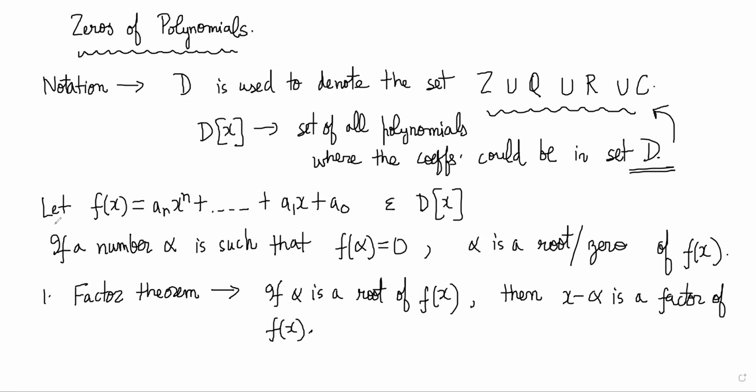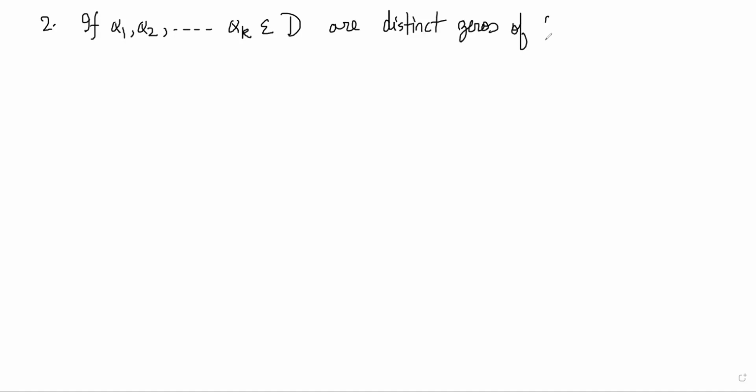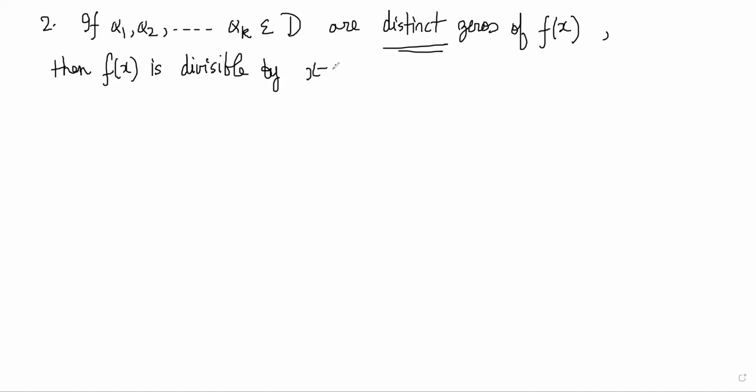So from the factor theorem, we can deduce that if you have alpha 1, alpha 2, up to alpha k belonging to D, which are distinct zeros of f of x, where distinct means all of them are different from each other and no root is repeated, then f of x is divisible by the product of x minus alpha 1, x minus alpha 2, till x minus alpha k, because all of these individual terms are factors of f of x.